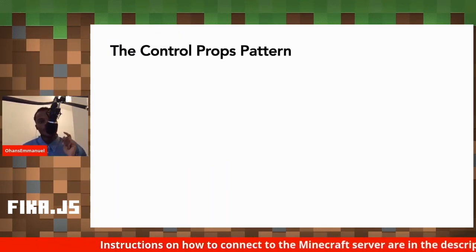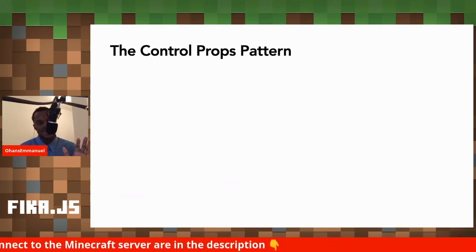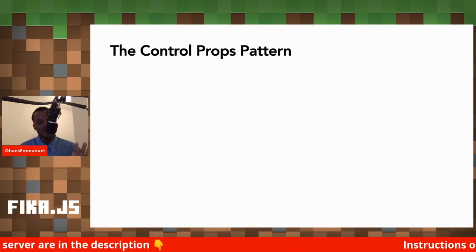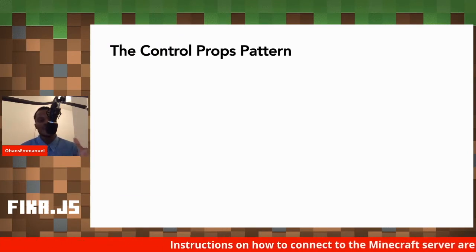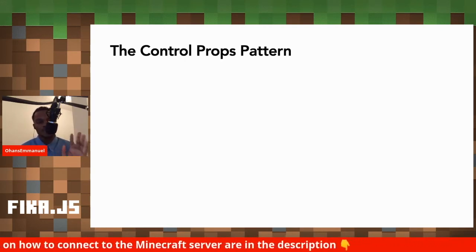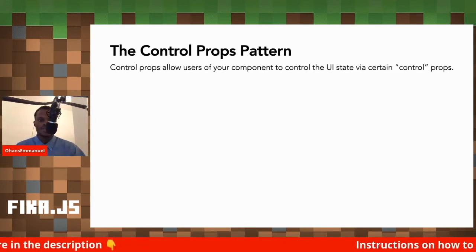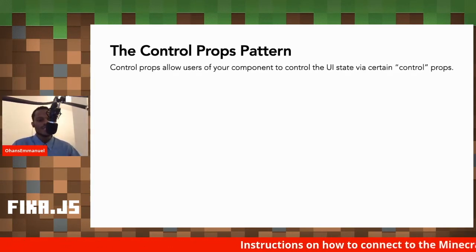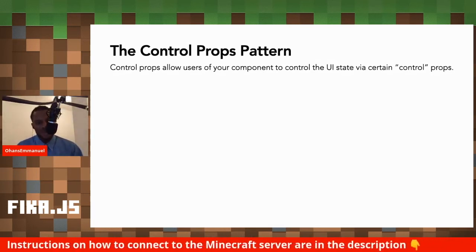And this is called the control props pattern. Now, when you heard control props, if what came to your mind was, oh, I've seen this somewhere, that's React controlled elements or React controlled components, right. Now, control props allow the users of your component to control the UI state you've got internally via some control props in code. Okay, so what are these control props?